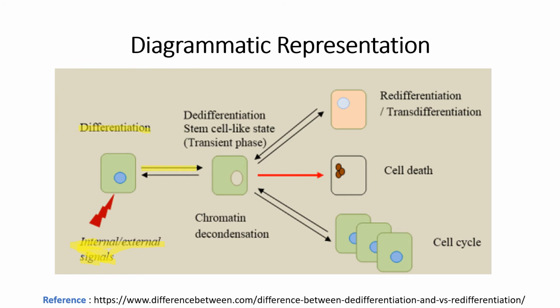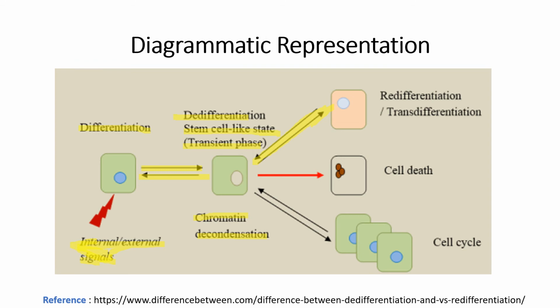The two arrows here show that these are interconvertible processes. This will lead to differentiation. There is a stem cell-like state, which is a transient state. This process undergoes de-differentiation, and there is chromatin decondensation here. So this goes to the de-differentiation state. Redifferentiation and dedifferentiation can be interchangeable. For example, differentiation can lead to dedifferentiation, and redifferentiation can also lead to dedifferentiation.